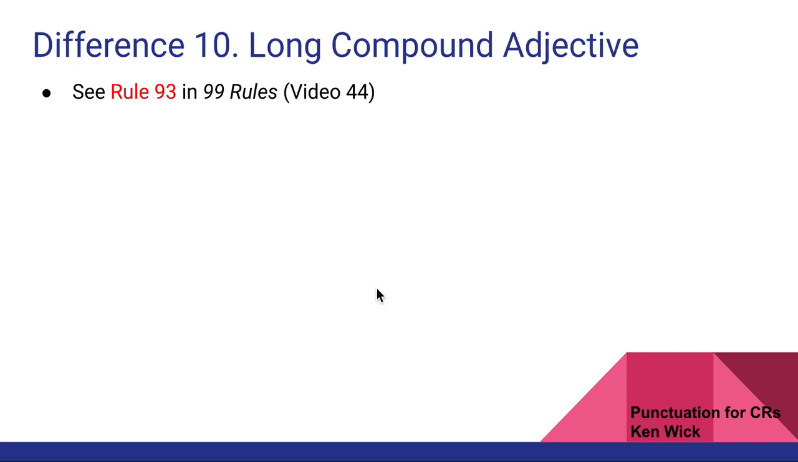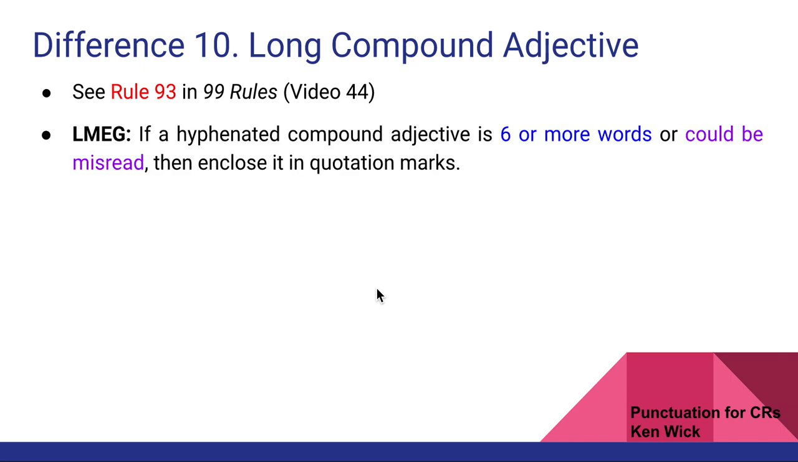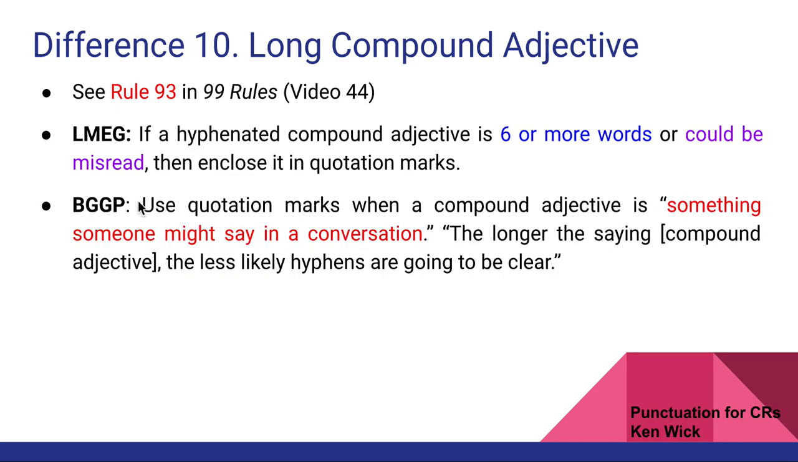So the last difference is a long compound adjective. There's a rule number 93 in the 99 rules, video number 44. LMEG says, if a hyphenated compound adjective is 6 or more words or could be misread, then instead of hyphenating, you enclose it in quotation marks. The BGGP says, use quotation marks when a compound adjective is, quote, something someone might say in a conversation. And the longer the saying, the less likely hyphens are going to be clear.